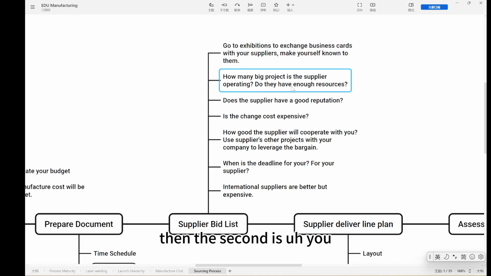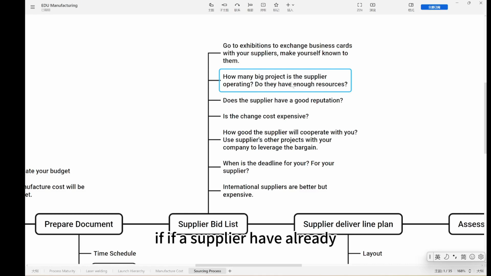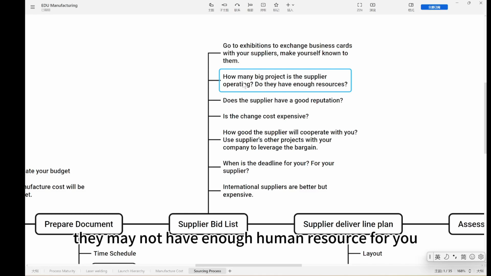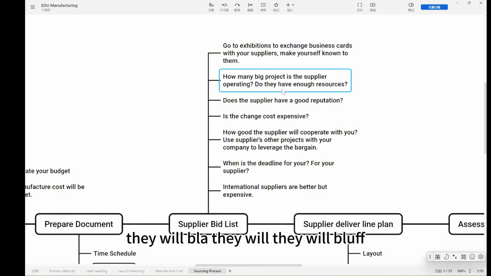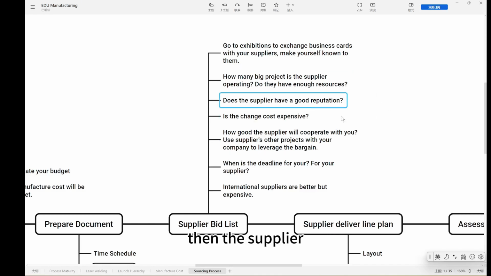Second, you should consider the supplier's resources. If a supplier is already working on a lot of big projects, they may not have enough human resources for you, but they may lie. They will bluff. They will say we are okay, we are capable of doing your project and delivering it on time. Don't believe them. Investigate by yourself. Does the supplier have a good reputation?